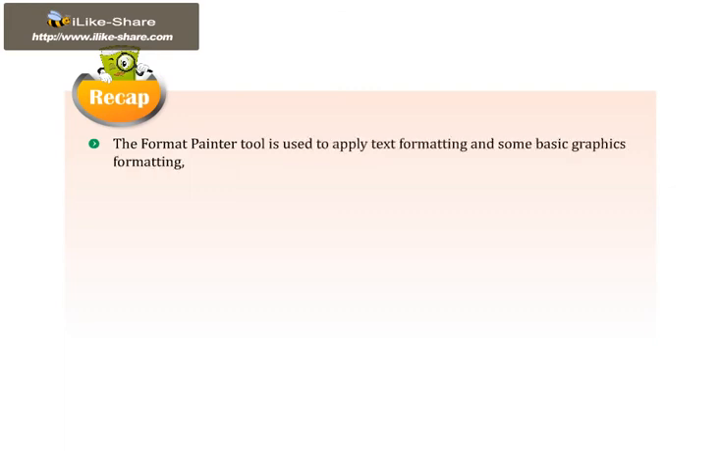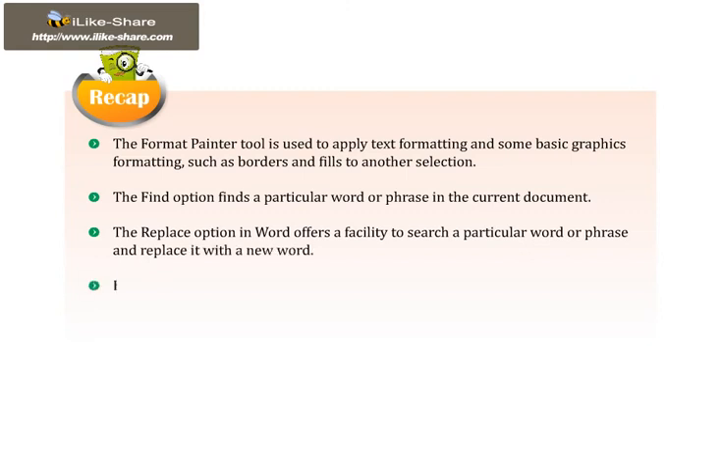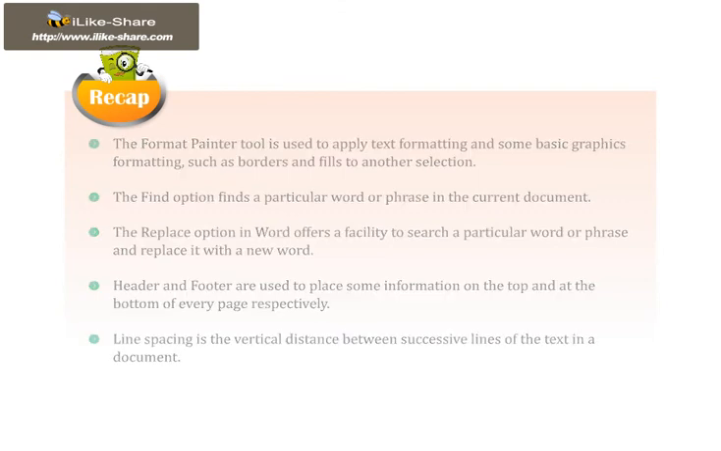Students, let's go through the recap of this chapter. The Format Painter tool is used to apply text formatting and some basic graphics formatting such as borders and fills to another selection. The Find option finds a particular word or phrase in the current document. The Replace option in Word offers a facility to search a particular word or phrase and replace it with a new word. Header and footer are used to place some information on the top and at the bottom of every page respectively. Line spacing is the vertical distance between the successive lines of the text in a document.